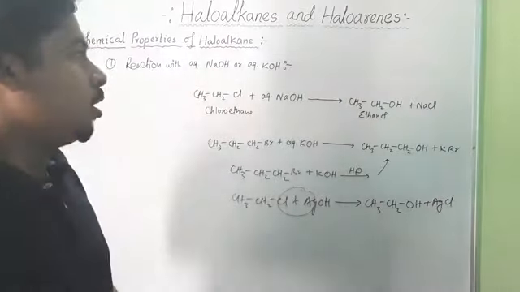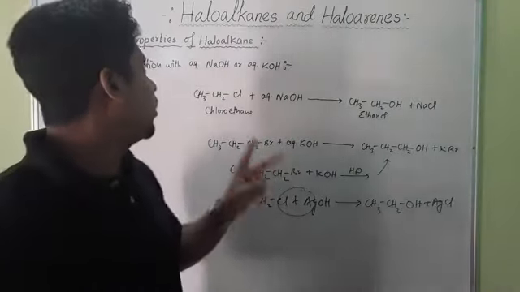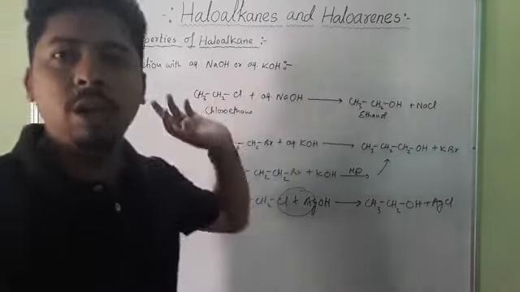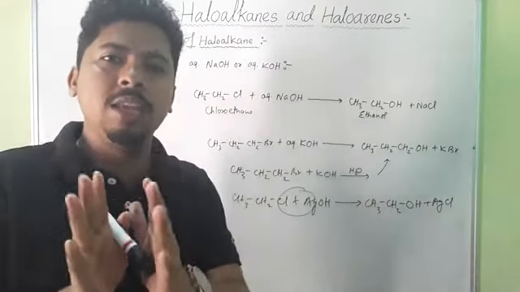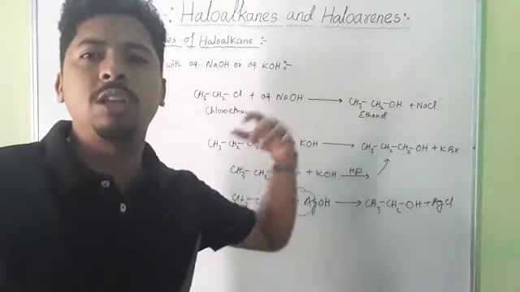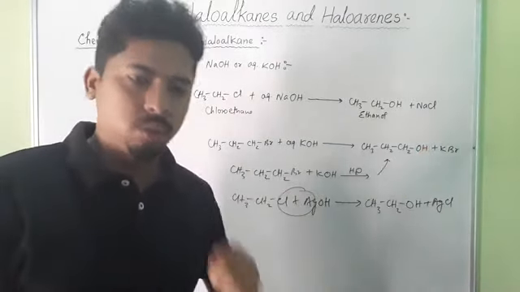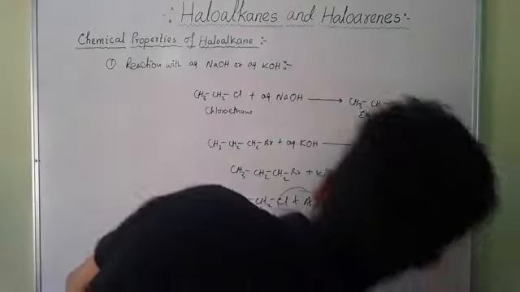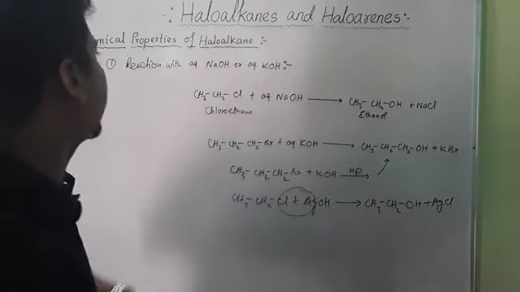So the first reaction is the reaction with aqueous NaOH or aqueous KOH. These haloalkanes on treatment with aqueous NaOH or aqueous KOH or silver oxide produce the corresponding alcohol. So this is the first chemical property of haloalkane.